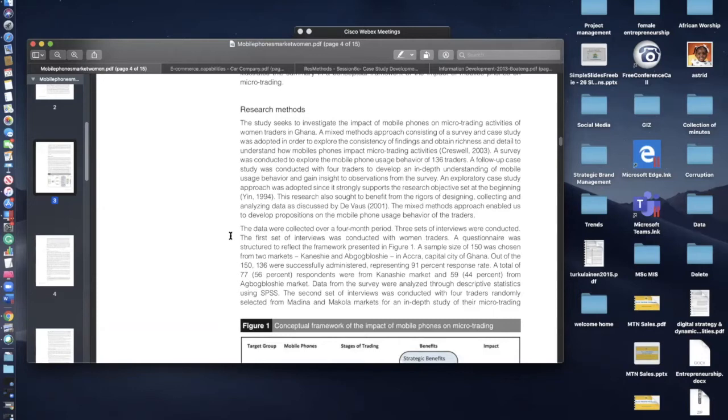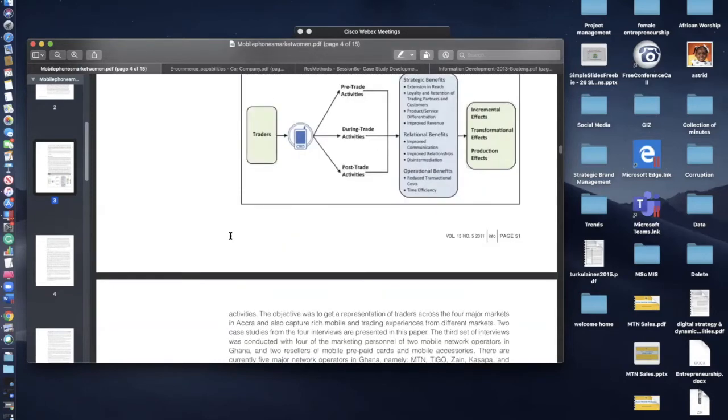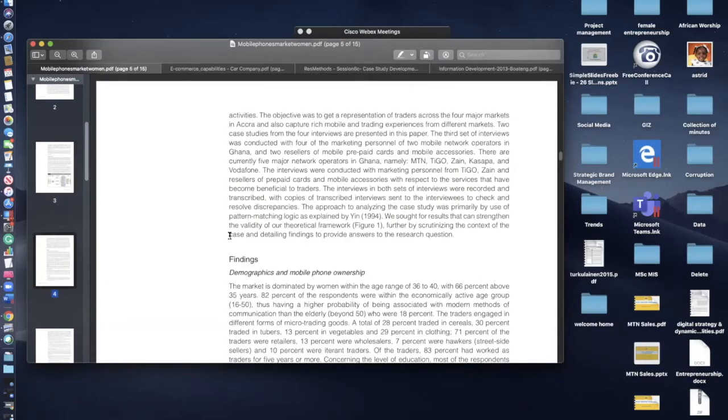The second set of interviews were conducted with 4 traders, randomly selected from Medina and Makola markets, not the same other markets, for an in-depth study of their micro trading activities. The objective was to create a representation of traders across the 4 markets in Accra, and also capture rich mobile and trading experiences from different markets.